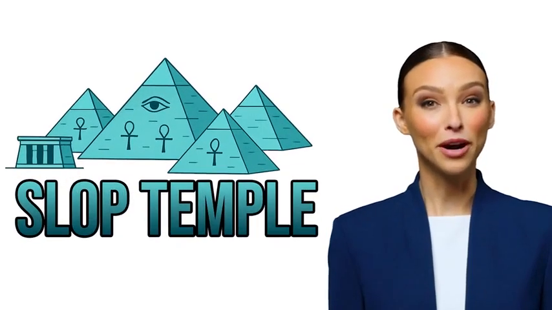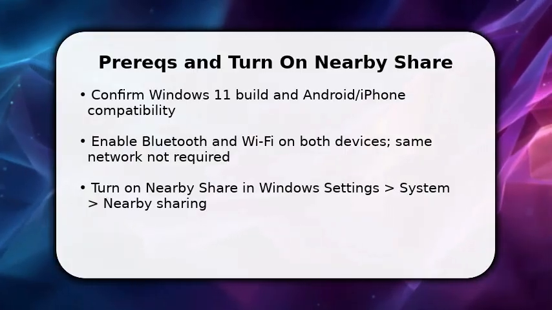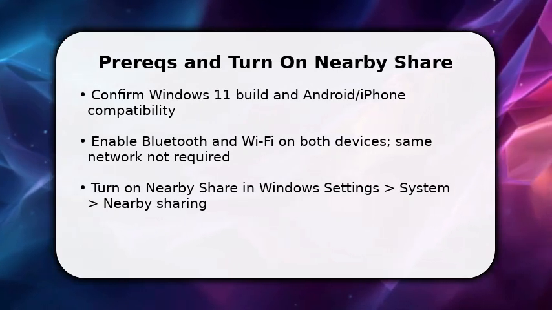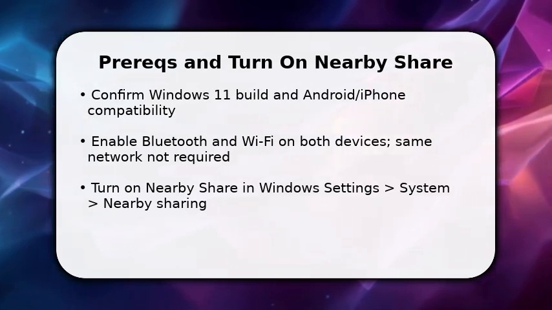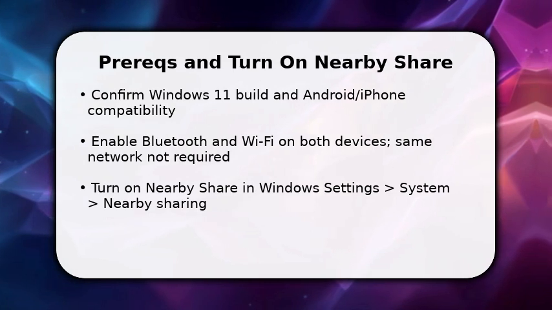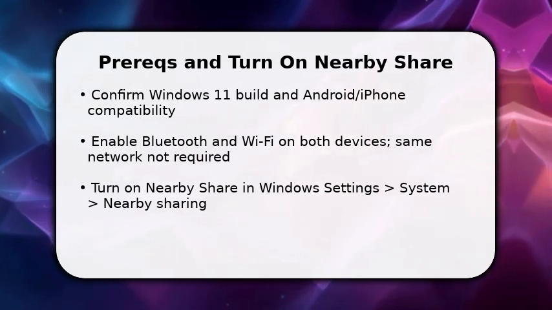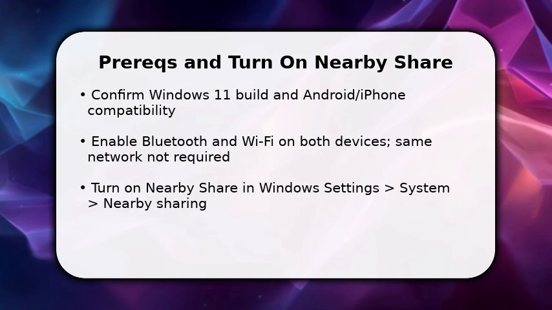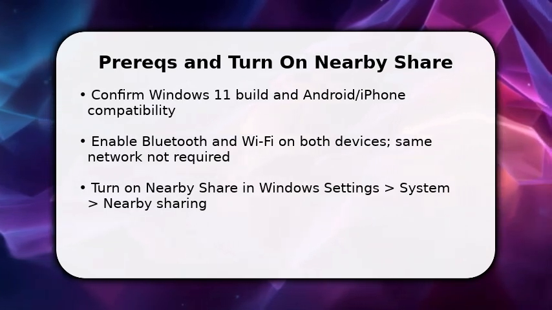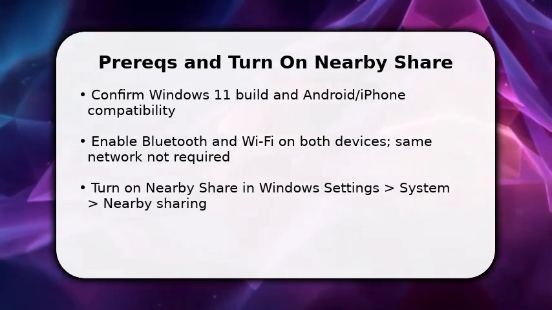We pray this video helps. You start by confirming prerequisites. Make sure your PC runs the supported Windows 11 build and your phone supports Nearby Share or a compatible receiver app. Next, enable Bluetooth and Wi-Fi on both devices. They don't need the same network, but wireless radios must be active.